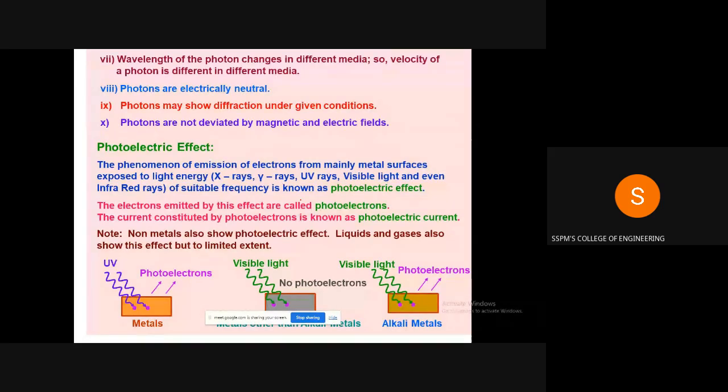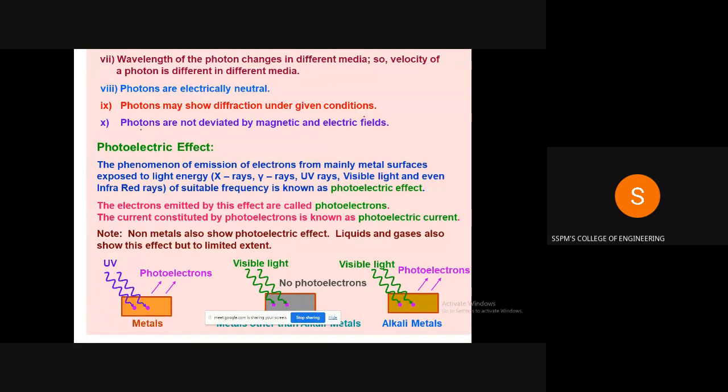Next property, the wavelength of a photon changes in different media, so the velocity of a photon is different in different media. Photons are electrically neutral, and photons may show diffraction under given conditions. Photons are not deviated by magnetic and electric fields. Okay, this is all about photons.